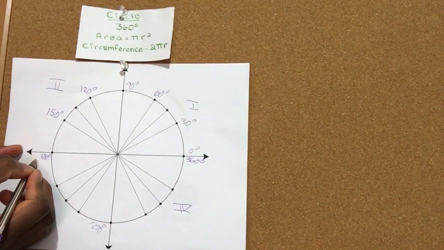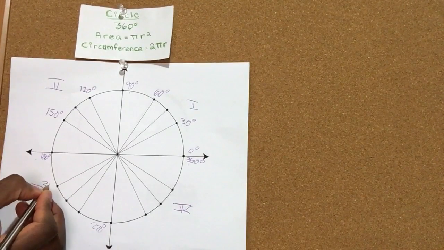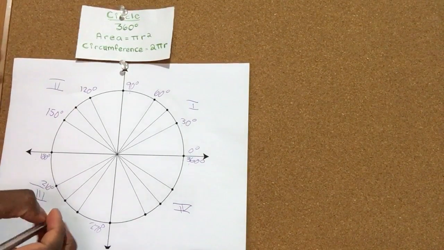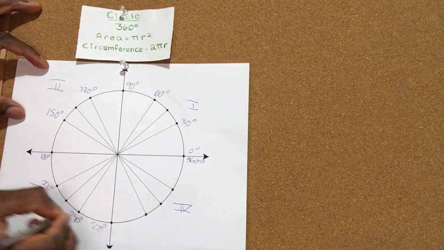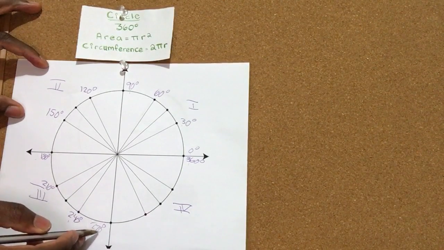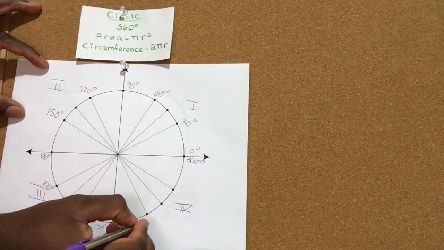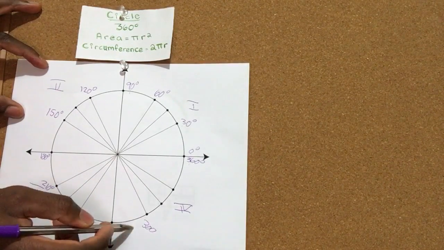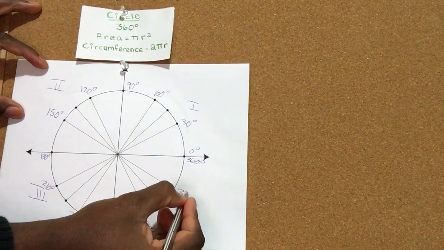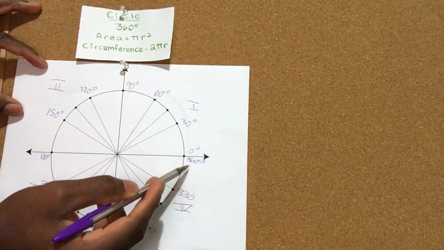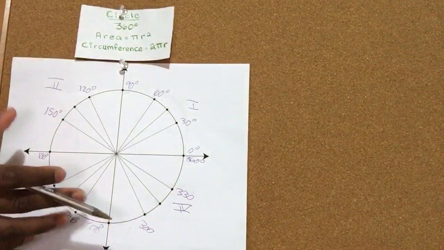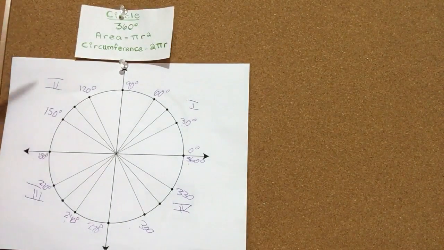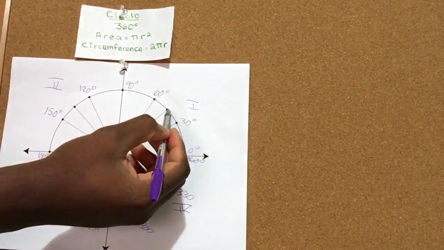150, 180, 210, 240, 270, 300, 330, and last but not least, 360 degrees. Now, we got the quarters, we got the thirds, there's one more left, and those are the halves.